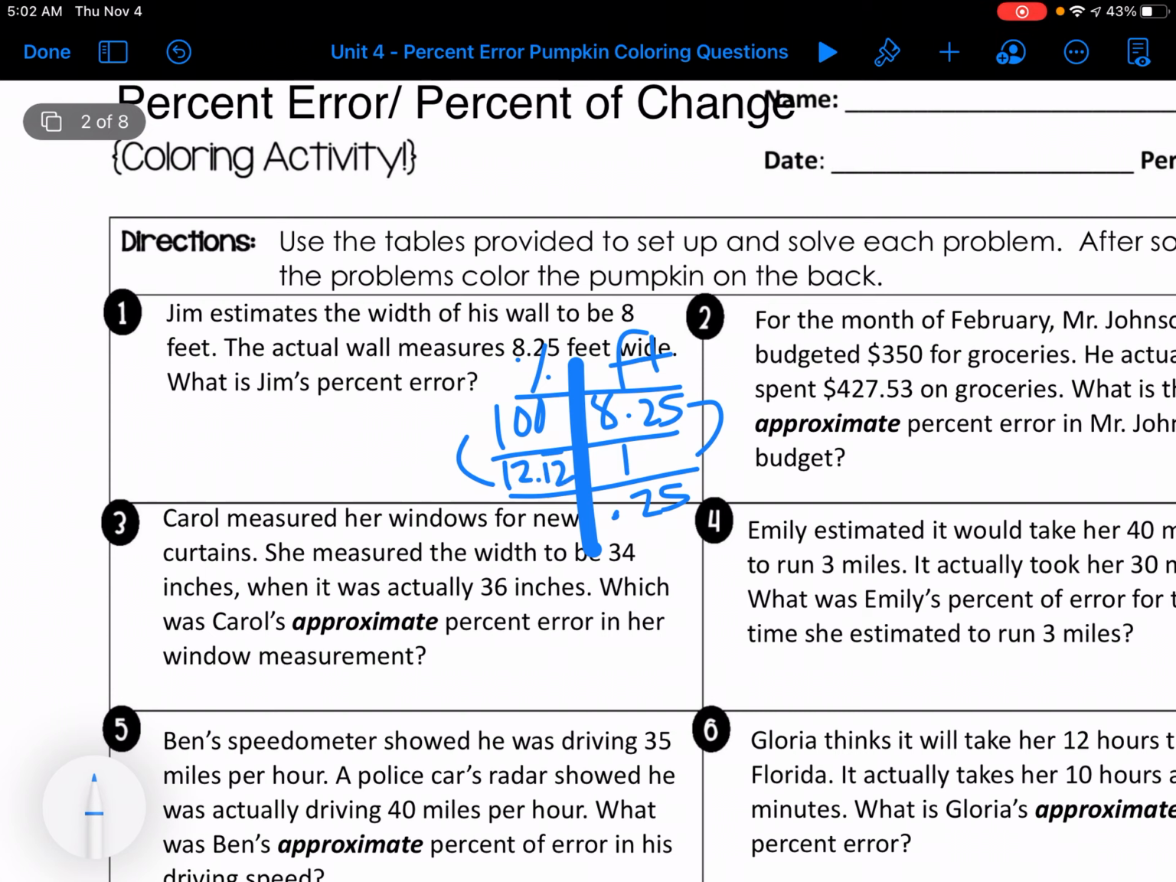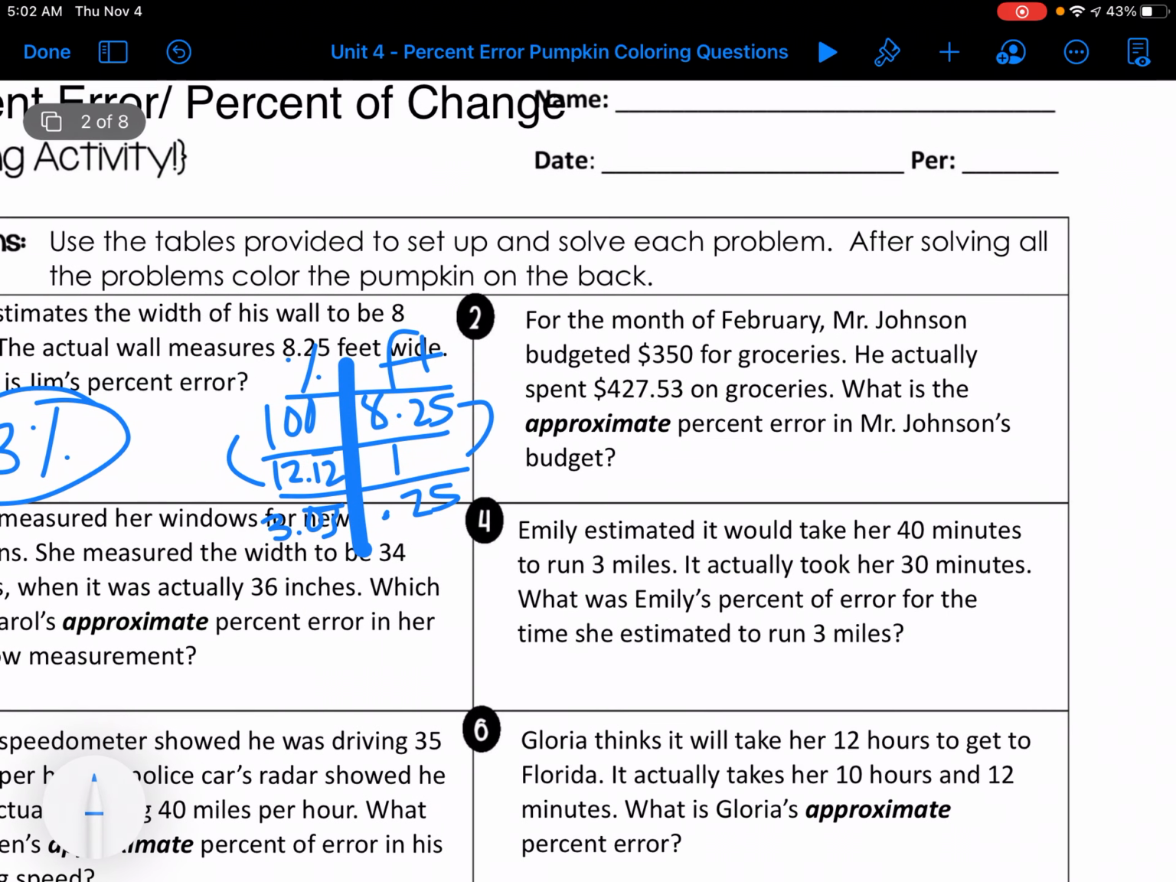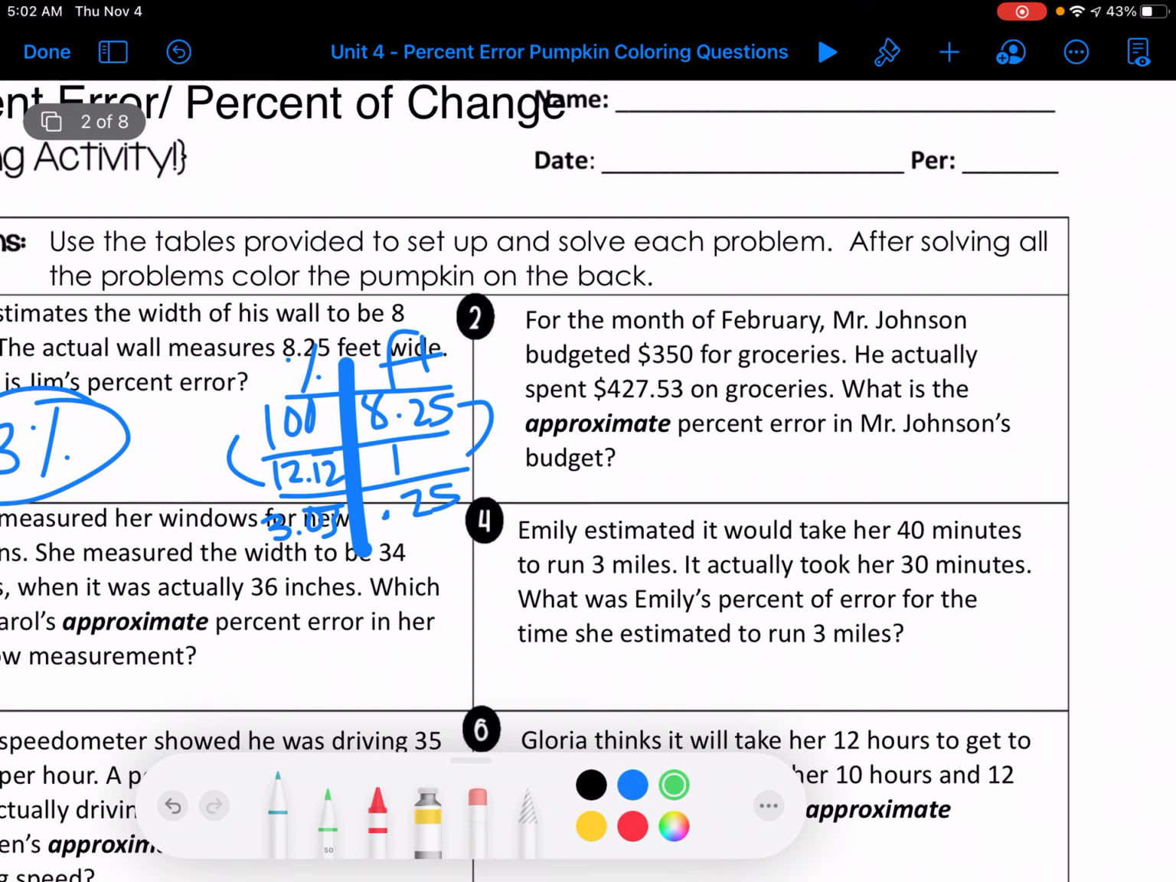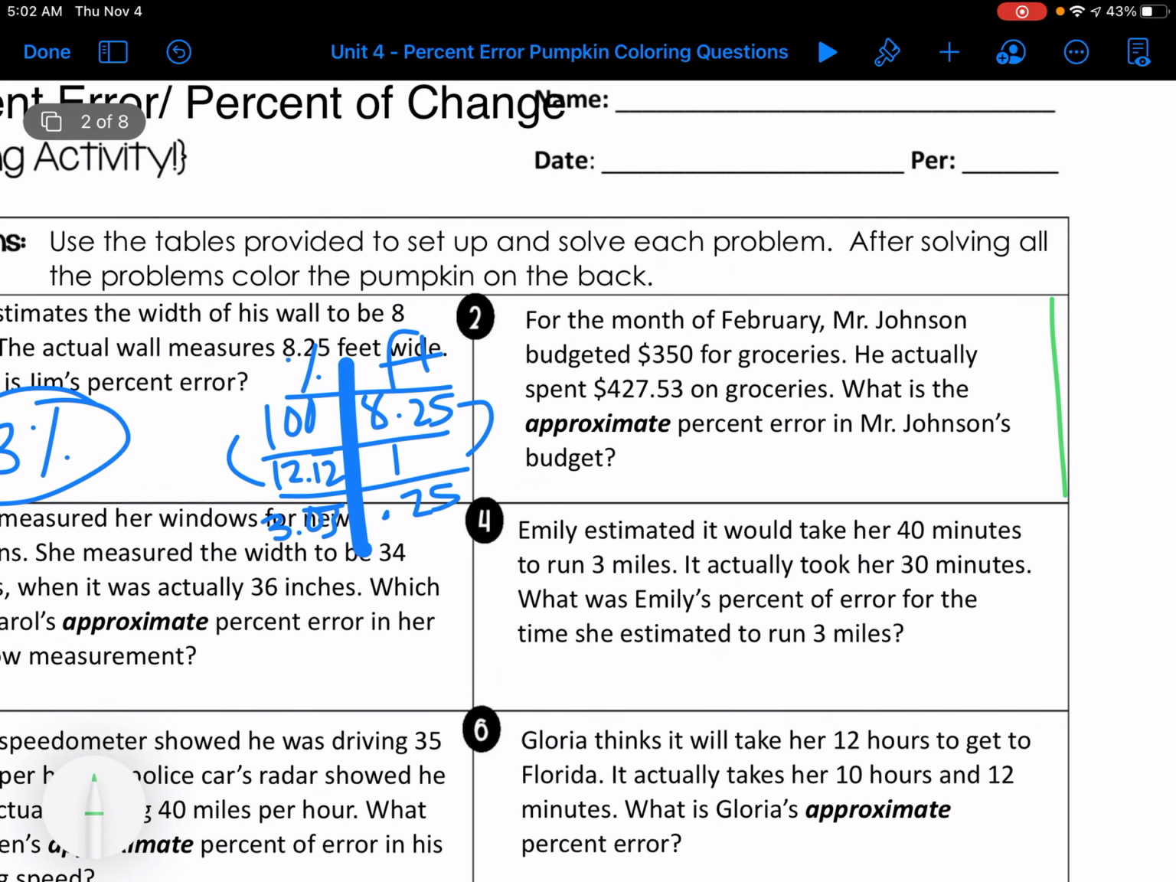And then I'm going to multiply by 0.25. And I get 3.03 repeating. So this is 3%. For the month of February, Mr. Johnson budgeted $350 for his groceries. He actually spent $427.53. So my 100% is what he actually spent.